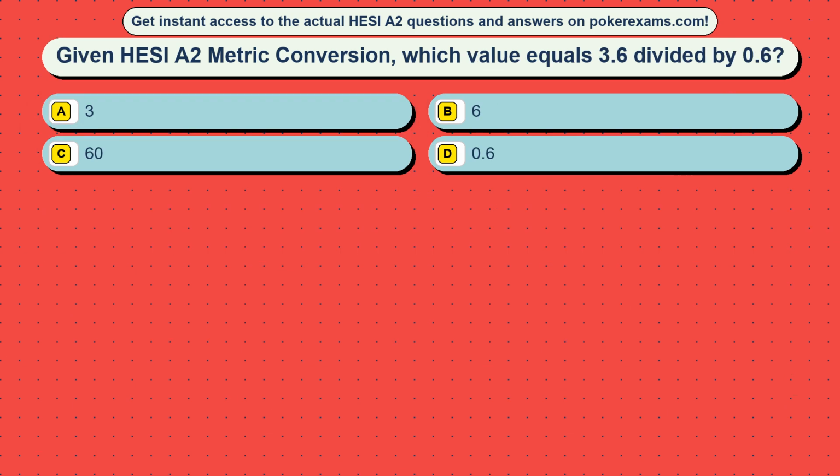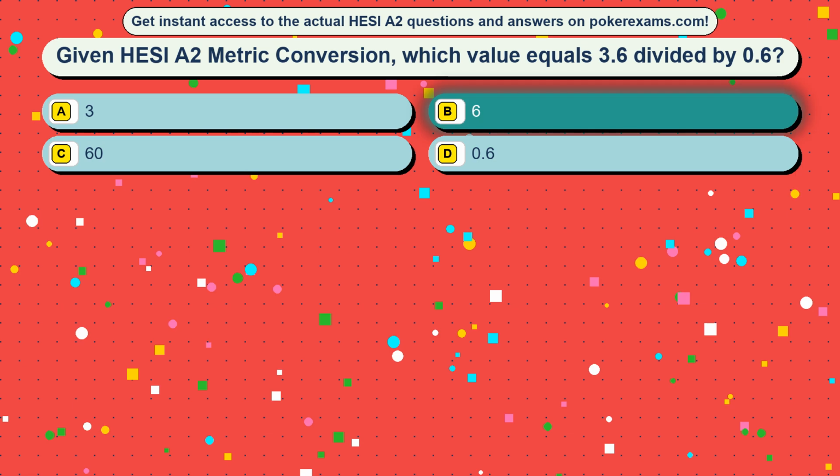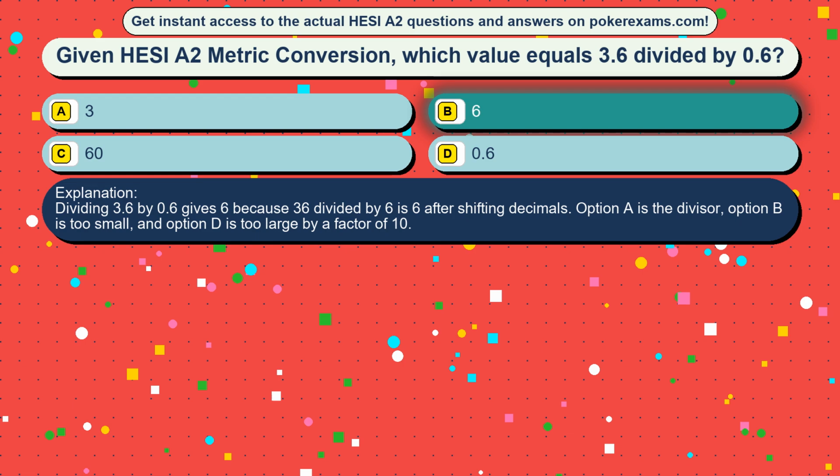Question 18. Given HESI A2 metric conversion, which value equals 3.6 divided by 0.6? Option A, 3. Option B, 6. Option C, 60. Option D, 0.6. The correct answer is option B, 6. Dividing 3.6 by 0.6 gives 6 because 36 divided by 6 is 6 after shifting decimals. Option A is the divisor, option B is too small, and option D is too large by a factor of 10.